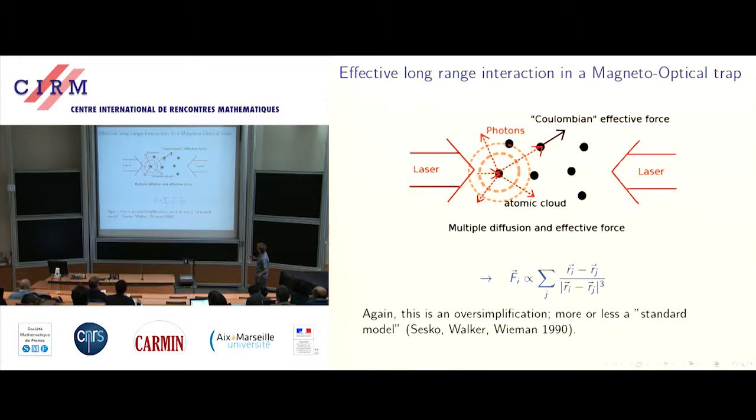So now there are several atoms in the cloud, and these atoms absorb photons coming from the lasers. So I absorb one photon, then I re-emit it in a random direction. So now consider, for instance, this one. Then there is a probability that this atom here will absorb a photon emitted by this first atom here. And if it absorbs this, then it feels a kick in the opposite direction.